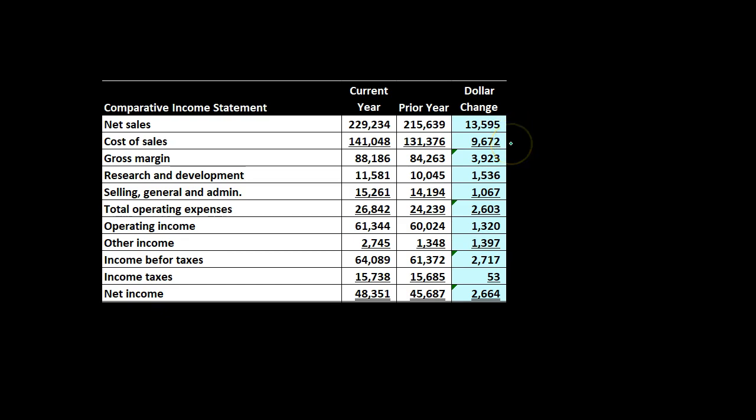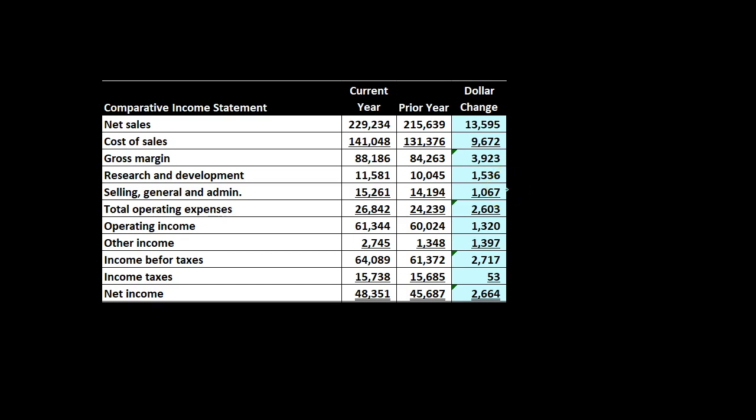And then the cost of goods sold, it went up as well. It's an expense, so that's bad. But of course, we would expect that to be the case given the fact that the cost of goods sold is usually pretty much related to the net sales, it being the cost of the things we're selling. The gross margin went up as well. That's good. Research and development is an expense. It went up. That's kind of bad. We would think, why did we spend more on research and development? We can look into that.